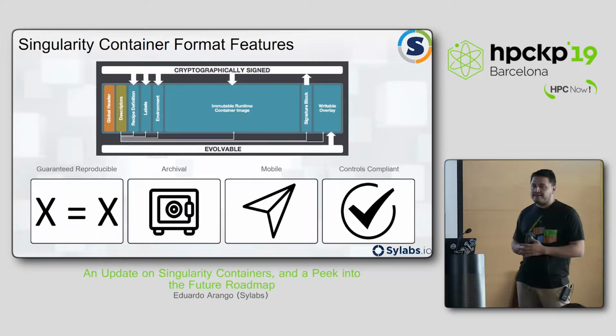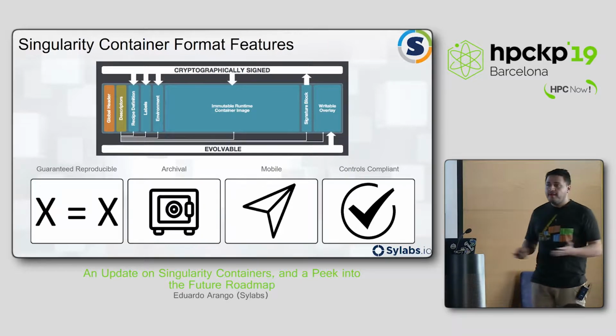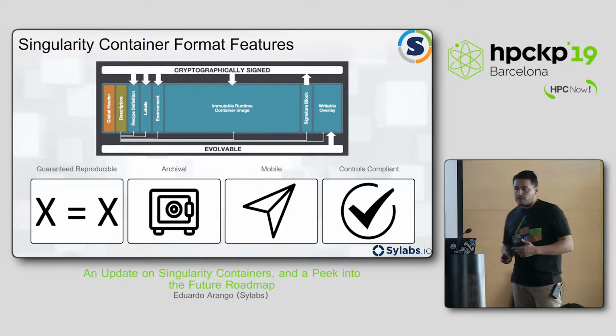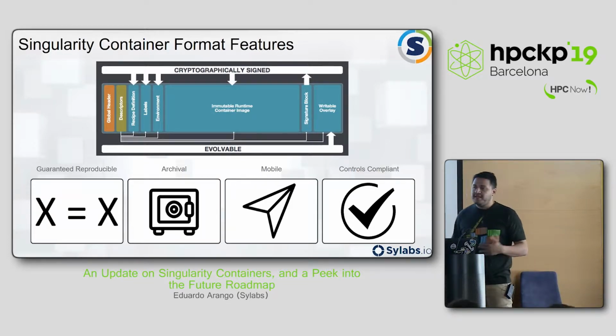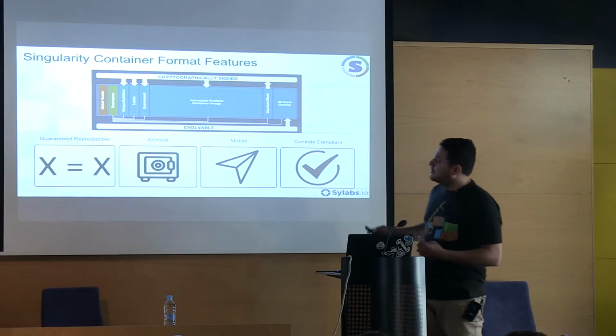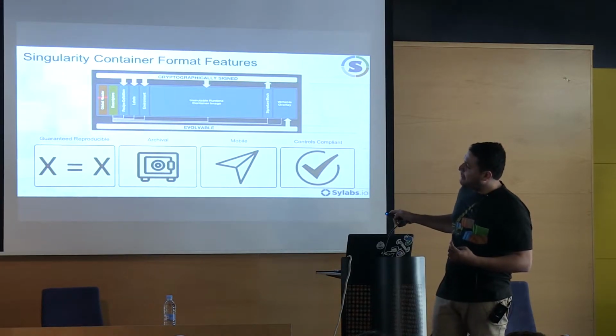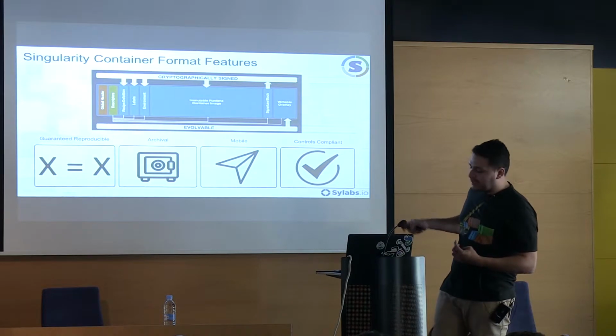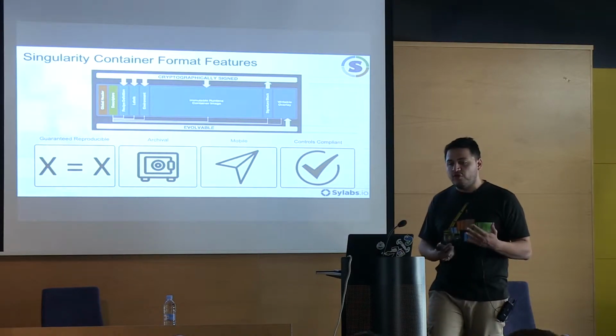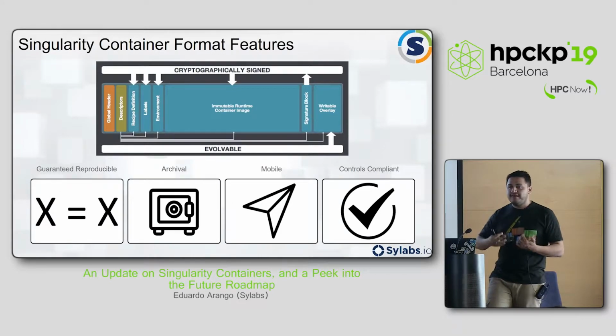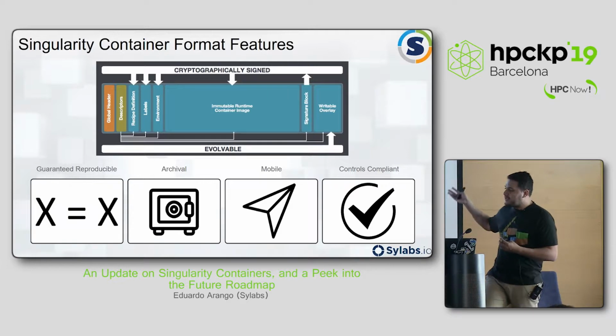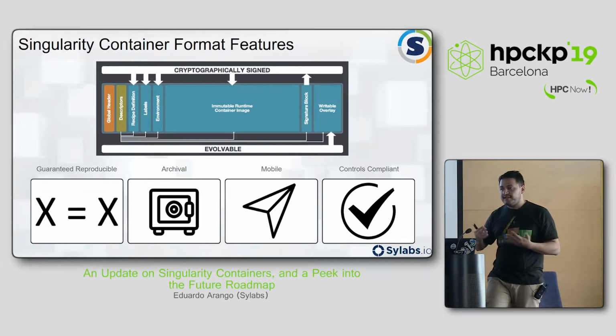On the archival side, yesterday in the tutorial, we saw how by being a binary file, you can use regular old school PGP protocols on top to sign and verify this binary file. If you can see here, we have a global header that allows us to store the architecture of the host that built that container. So if you go and read the binary file, it will tell you this container was built in an XYZ architecture at this time by this user.